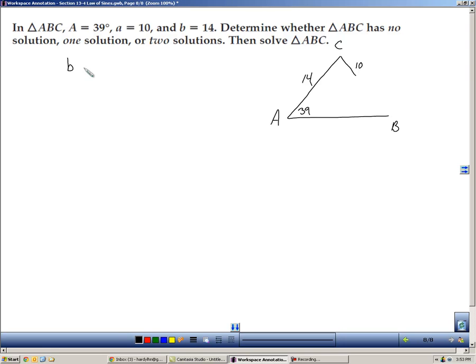Remember, we want to compare this to B sine A. That's going to tell us a lot of information. Well, when I plug B sine A in, I'm going to get a value of 8.81. So notice the relationship here. First thing I want you to see is that side B, little b, is bigger than A. That's important. And then A is bigger than B sine A. That's also important because this relationship tells us something from the table.